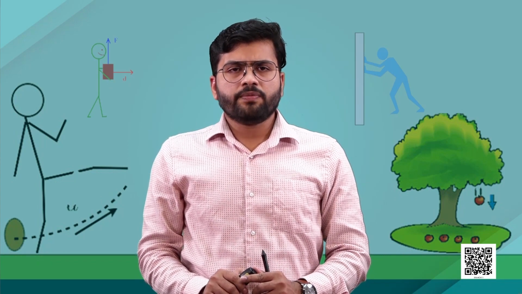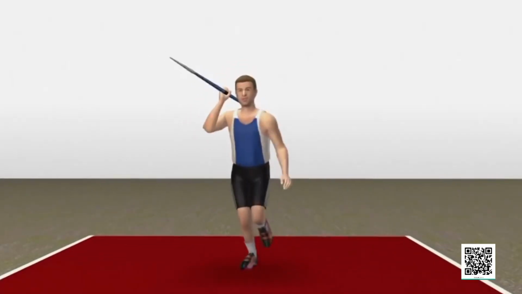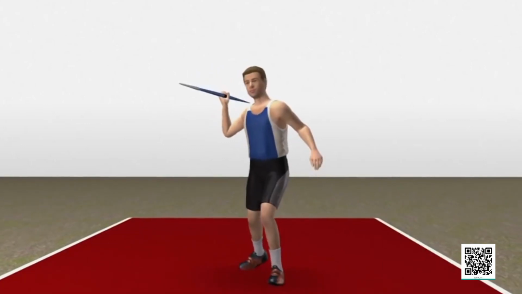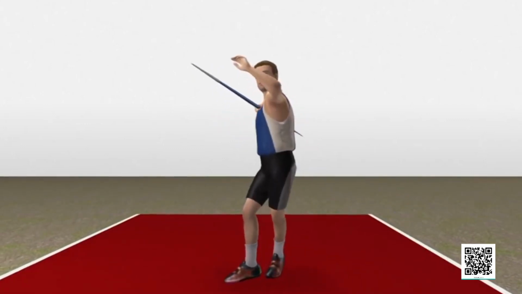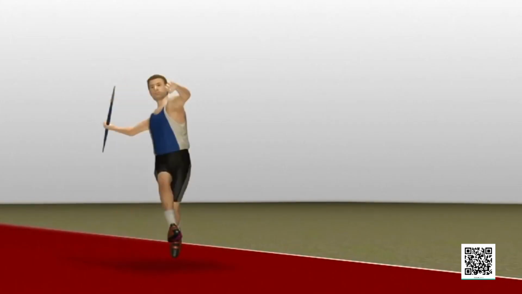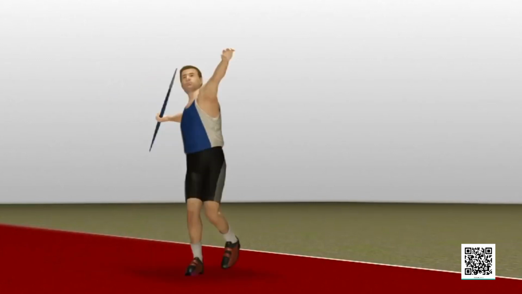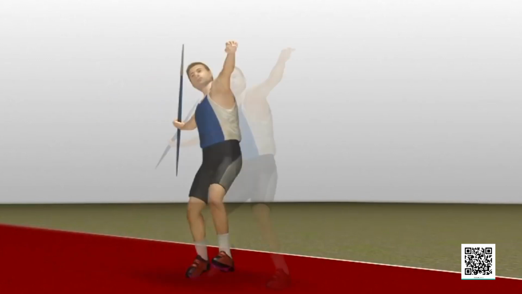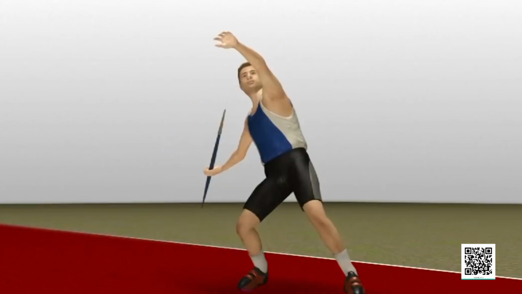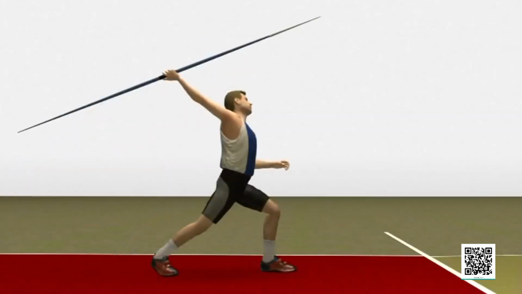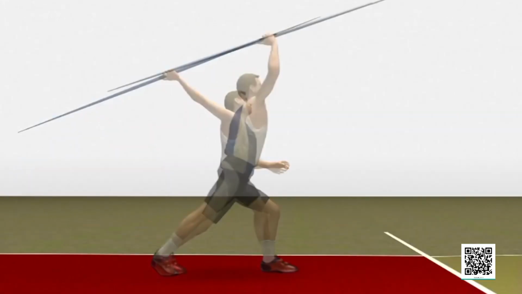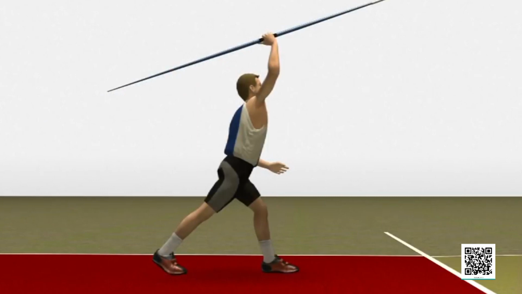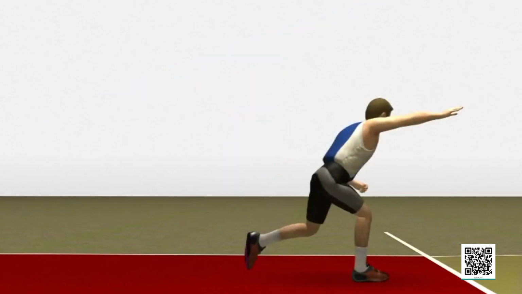Here, if you see, a player is trying to throw a javelin, and as the player has lifted that javelin to a certain height, we say that it has acquired some kind of energy, because while lifting that javelin, work has been done against the gravitational pull.